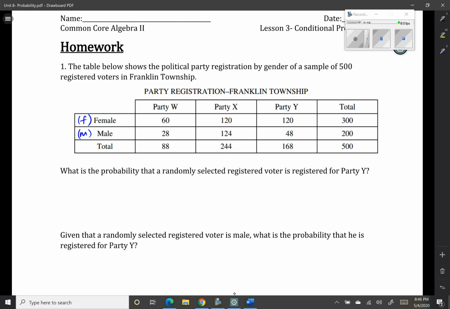So it says, what is the probability that a randomly selected voter is in party Y? So the probability of a party Y voter, there are 500 people in the survey, and of those, there are 168 that are registered for party Y. 168 divided by 500 is 0.336.